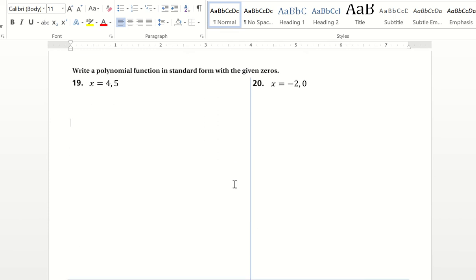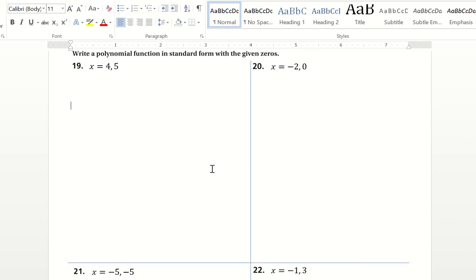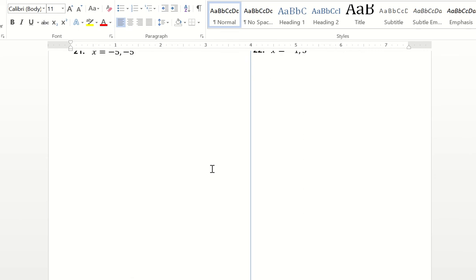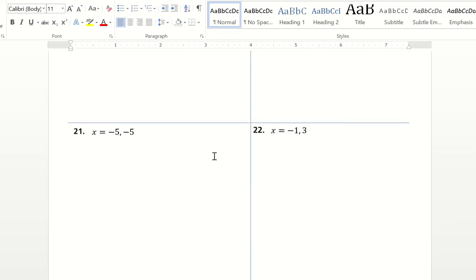Moving on. Write a polynomial function in standard form with these given zeros. What you're going to have to do first is write the factored form, because if you know the zeros, you know the factors. So first get the factors, and then multiply them together to wind up back in standard form. I hope that makes sense. And again, these are not so bad.